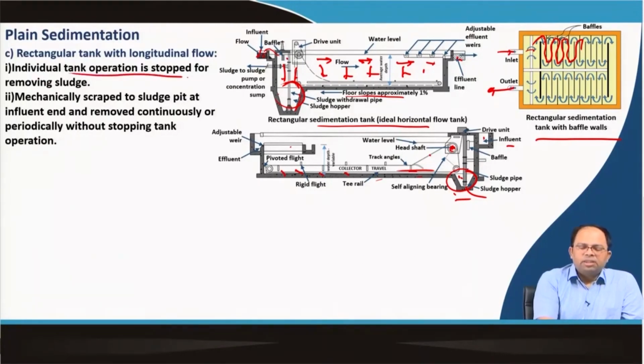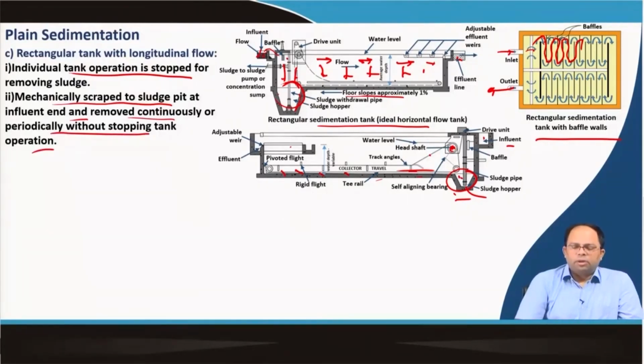Just to summarize, sometimes this tank operation is stopped for removal of sludge. That means we do not remove the sludge parallelly with the movement of water. Sometimes mechanically it is scraped to a sludge pit at the influent end and removed continuously or periodically without stopping tank operations. So, that is also possible.